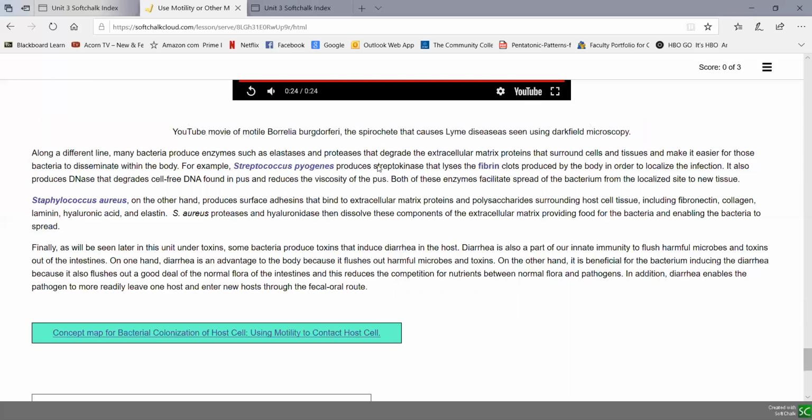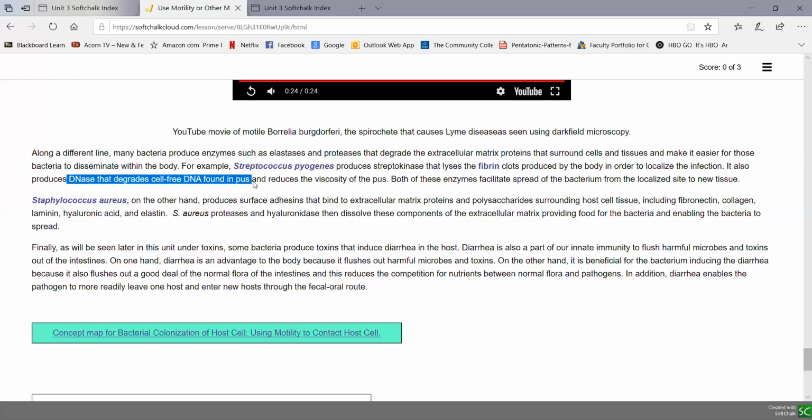This produces an enzyme called streptokinase, which lyses the fibrin clots produced by the body as part of the inflammatory response in order to localize the infection. So by activating the blood clotting pathway at an infection site, fibrin clots form that tend to trap the bacteria and localize it. But by breaking down the fibrin with streptokinase, they can then leave the clots and spread to surrounding areas.